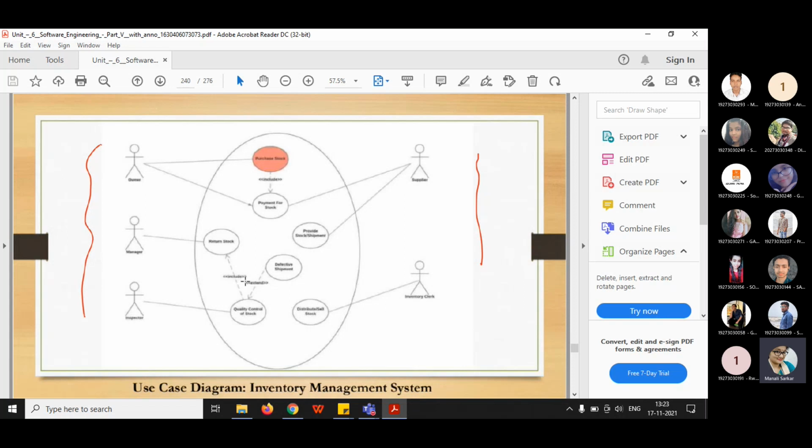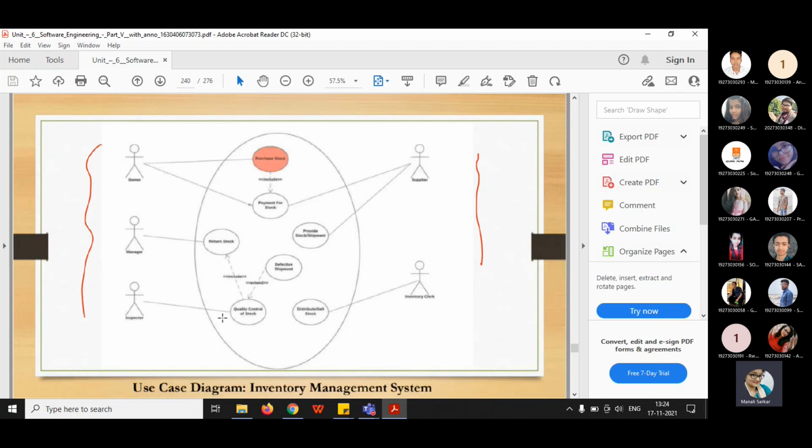Include stereotype, and also detective shipment is again related with quality control of stock, which has a relation with the stereotype extend. This quality control of stock is related with the inspectors. So there are inspectors who are actually monitoring the quality control of a system.